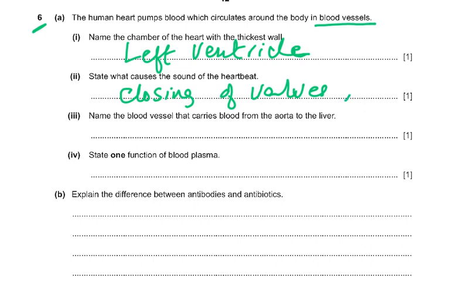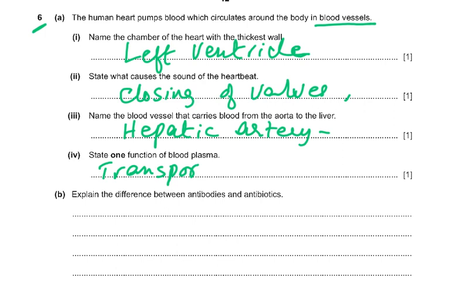Name the blood vessel that carries blood from the aorta to the liver. The liver, you know, is hepatic. So if it is rising from the aorta, it has to be the hepatic artery. State one function of blood plasma. Transports glucose, transports amino acids, transports hormones. You could have said anything. It says a named substance. So glucose, amino acids, hormones, urea.